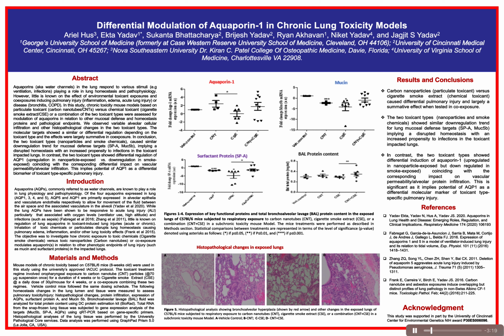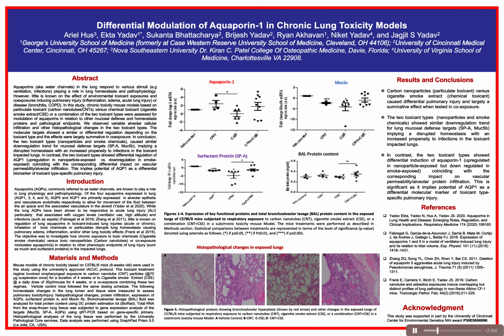Background. Aquaporins, also known as water channels, are membrane proteins that facilitate the movement of water through lipid membranes by means of osmosis or hydraulic gradients. The expression of aquaporins can be affected by environmental toxicant exposures, which can result in lung injury. Inhalation of toxic chemicals or particulates disrupts lung homeostasis, causing pulmonary edema, inflammation, and/or other lung toxicity effects.